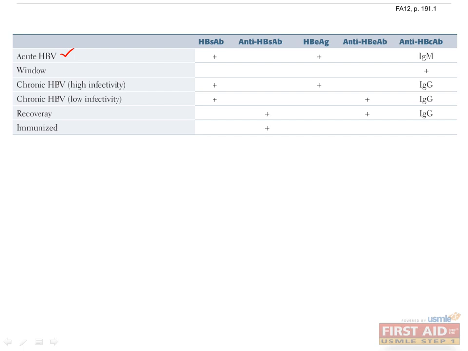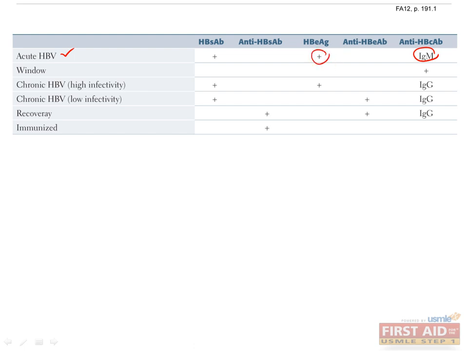Well, they have the infection, so they must show hepatitis B surface antigen in their blood. The infection is acute, so which antibodies will they have? IgM hepatitis B core antigen antibodies. Since the infection is acute, we'll expect the host to be highly infective, since he or she hasn't had time to develop antibodies against hepatitis B E antigen. Therefore, you will also see the hepatitis B E antigen.